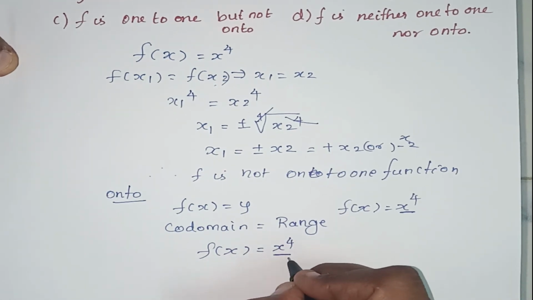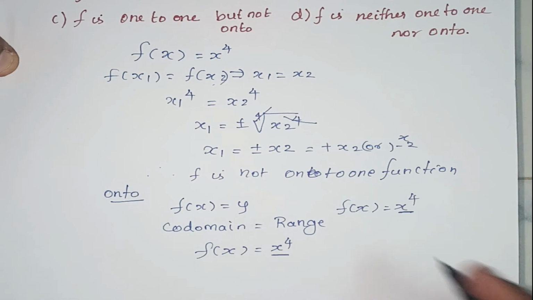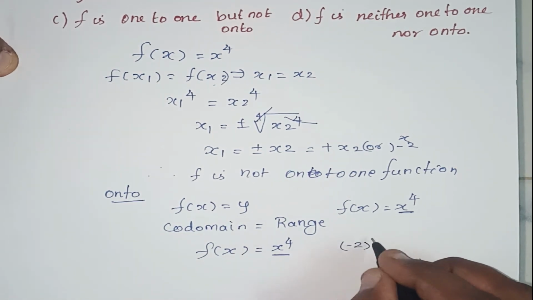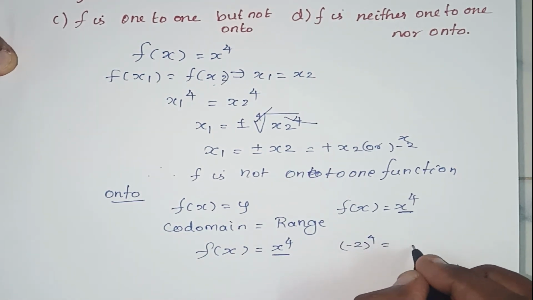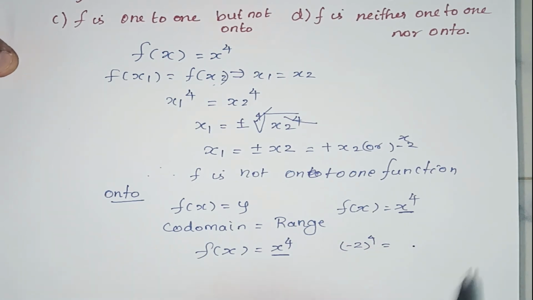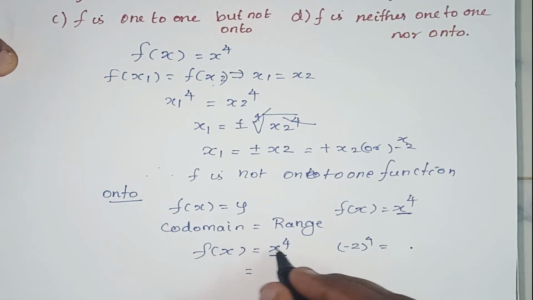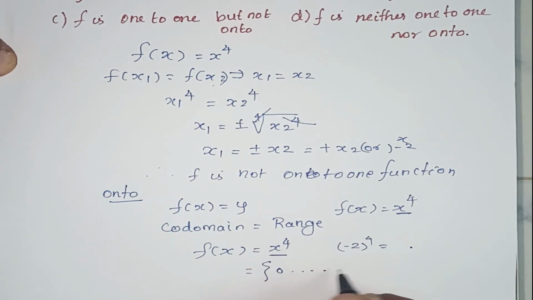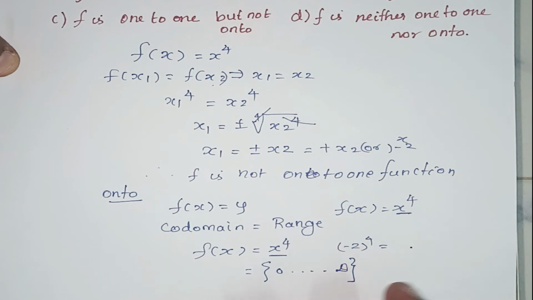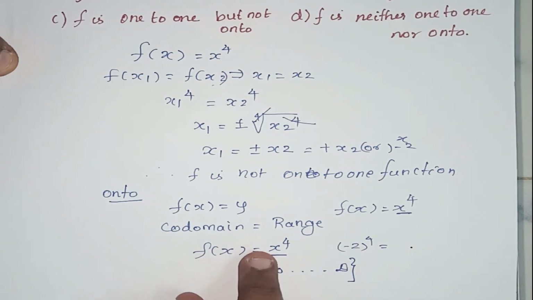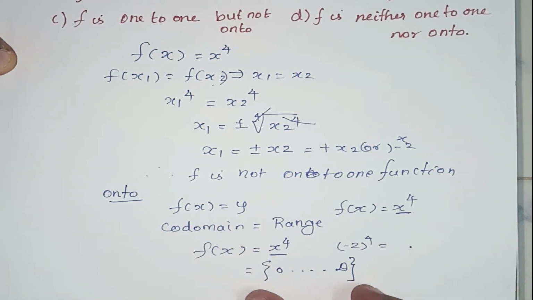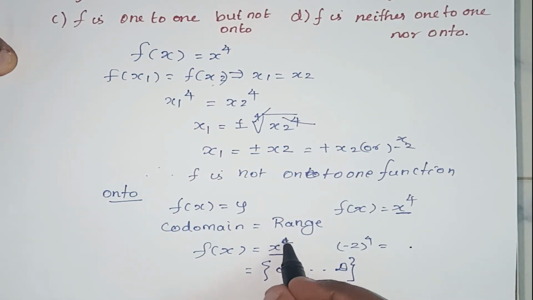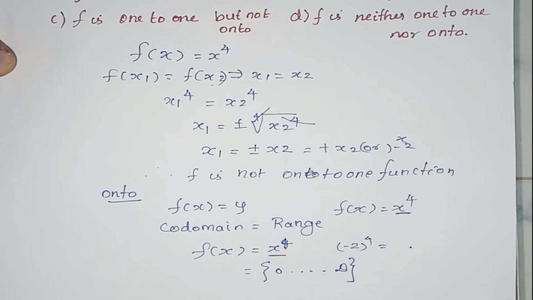So x power 4 means, if I take any value for x, say minus 2, minus 2 to the whole power 4 should be a positive value, right? If you take any x values, the answer should be positive. So the range is nothing but 0 to infinity only. If I take any value of x, the output f of x should be a positive value because the power is 4. So the range of f of x is 0 to infinity.